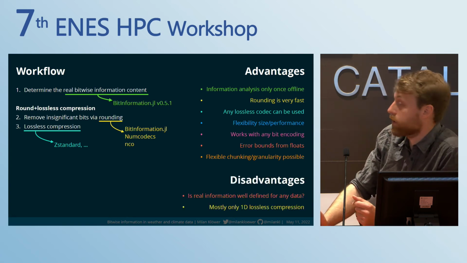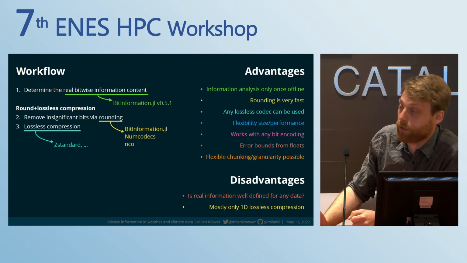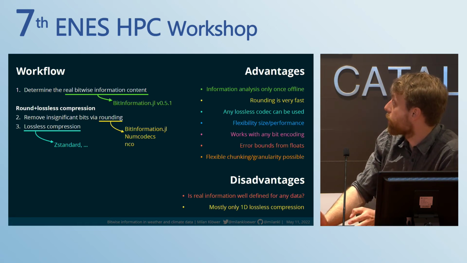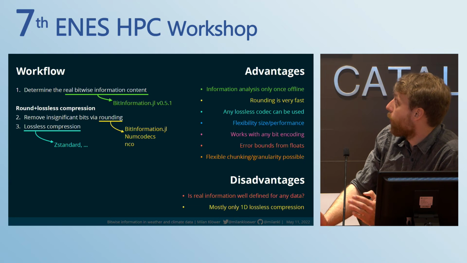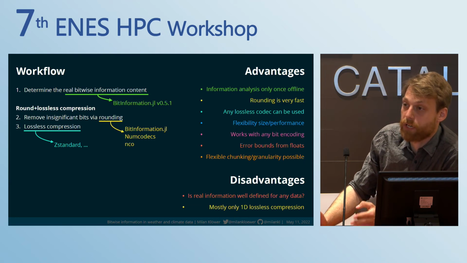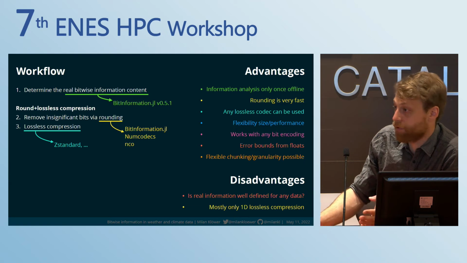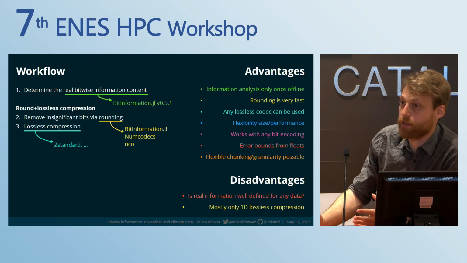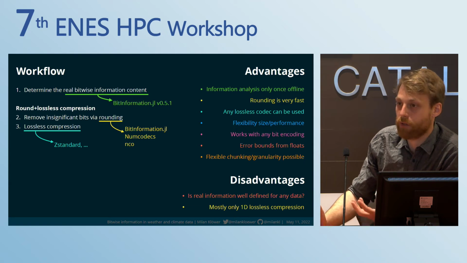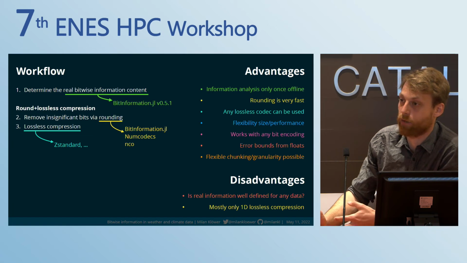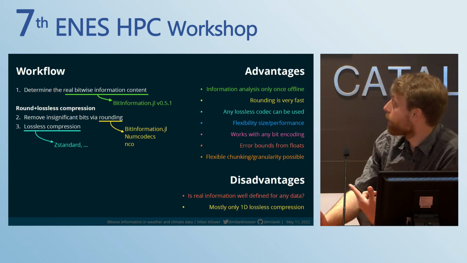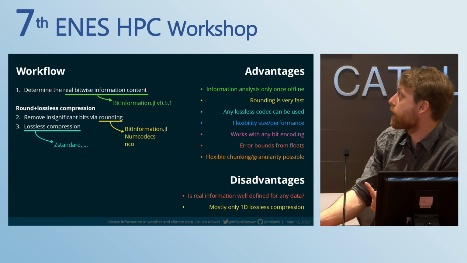However, the disadvantages, and this is the stuff that I'm currently working on, so I'm always inviting people to give feedback, is that I want to understand whether this real information content is well defined for any kind of data. There are some data sets for which it absolutely makes sense, and it's interpretable and I understand it, but I've also seen some data sets where I really have to understand first what information people are actually looking for and what this algorithm tells me. And because most of our lossless compression algorithms are 1D, this is also 1D.